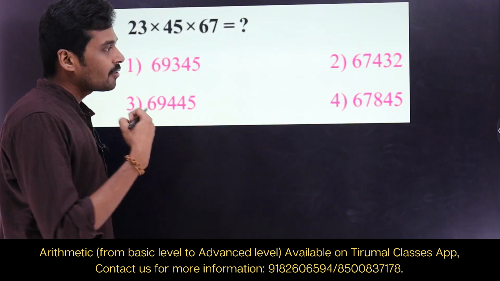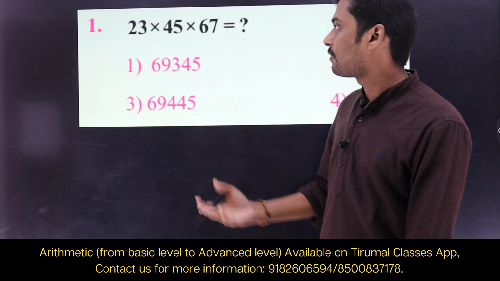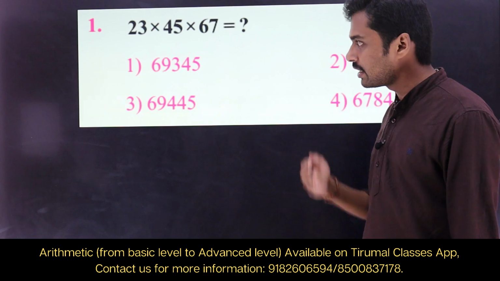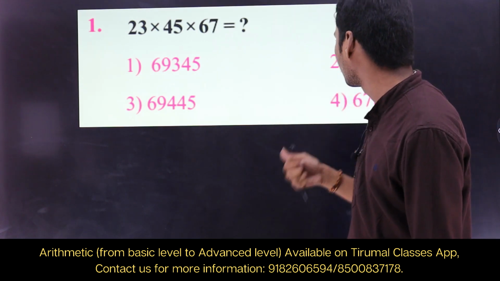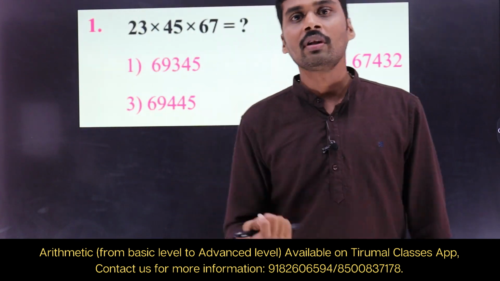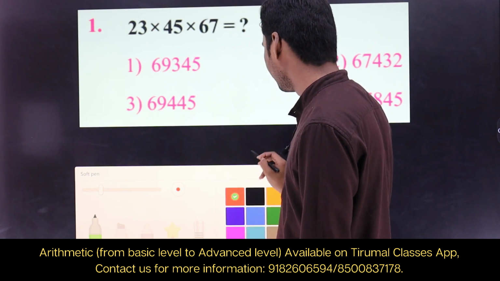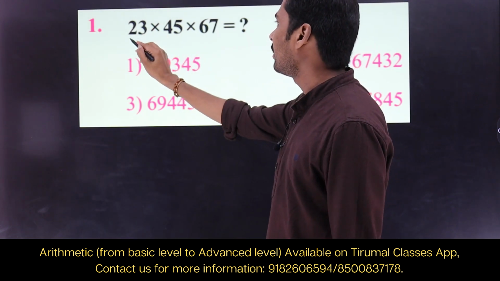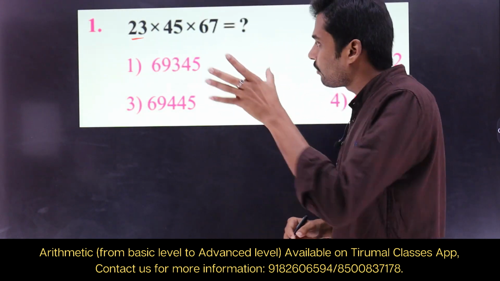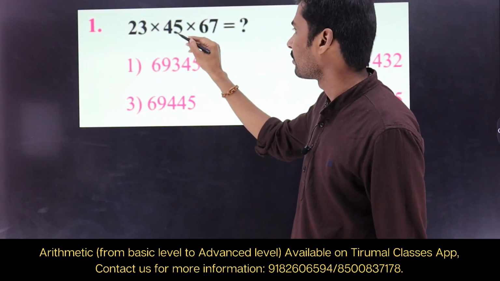Okay, let me start with simple basic simplifications. If you take the first one, what is the value of 23 into 45 into 67? And you are given the options 69345 as the first option, 67432, 69445 and 67845. Okay, so you know the digit sum. So how do we apply the digit sum? Here I have the numbers 2 and 3. What is the digit sum of 2 and 3? 5.